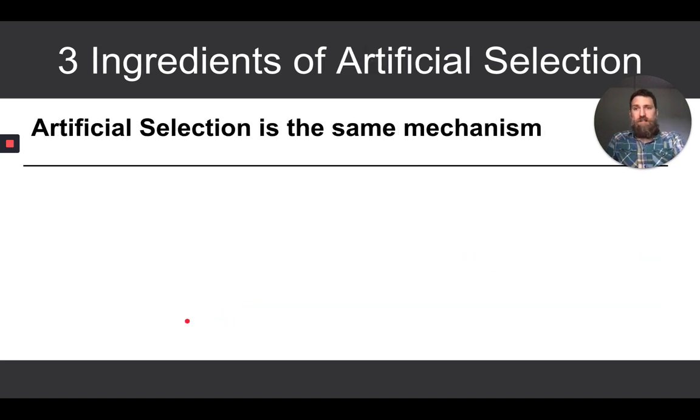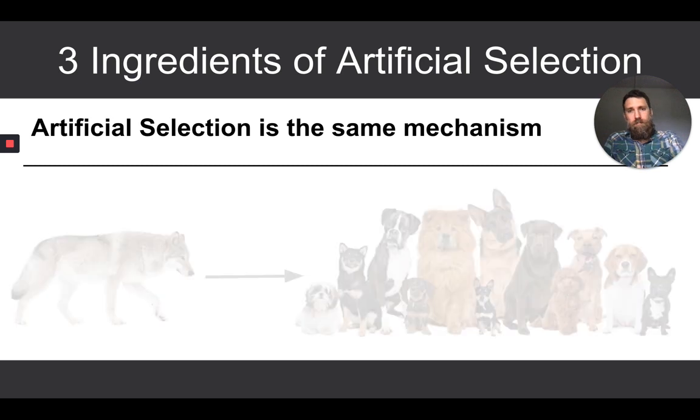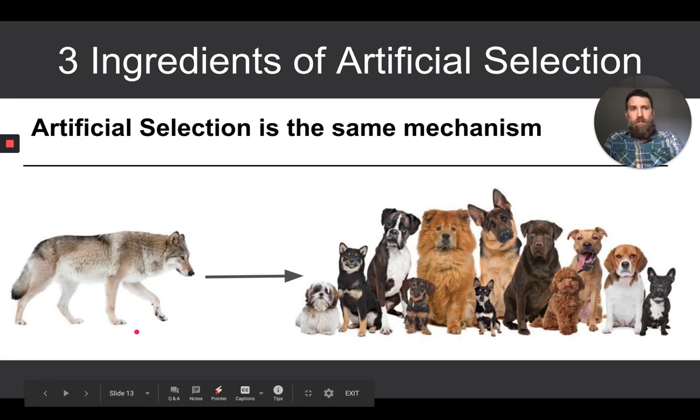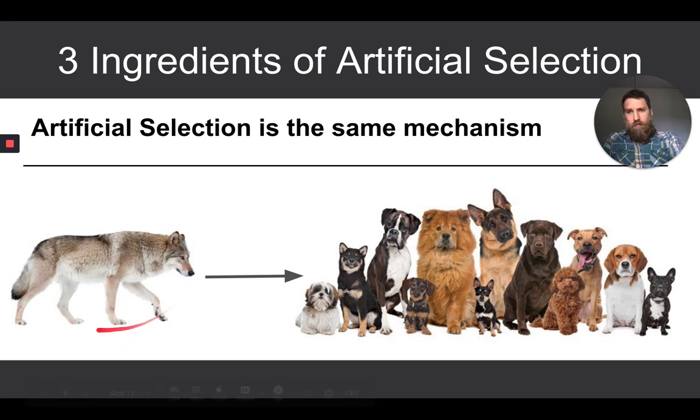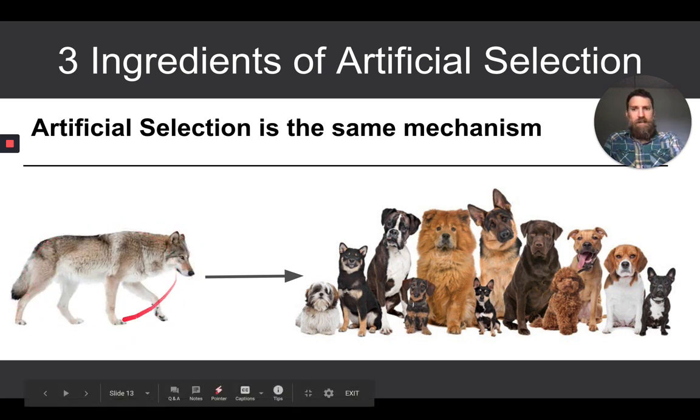Artificial selection, selective breeding. Artificial selection is the exact same mechanism. It uses the same 3 ingredients as natural selection. All right, look at this classic example. The gray wolf, a wild canid species.